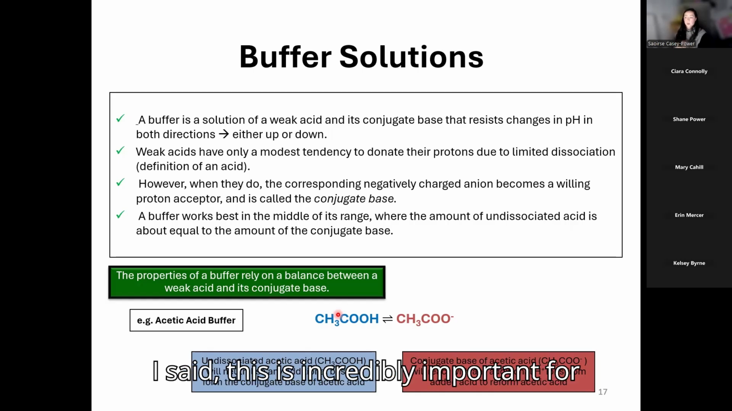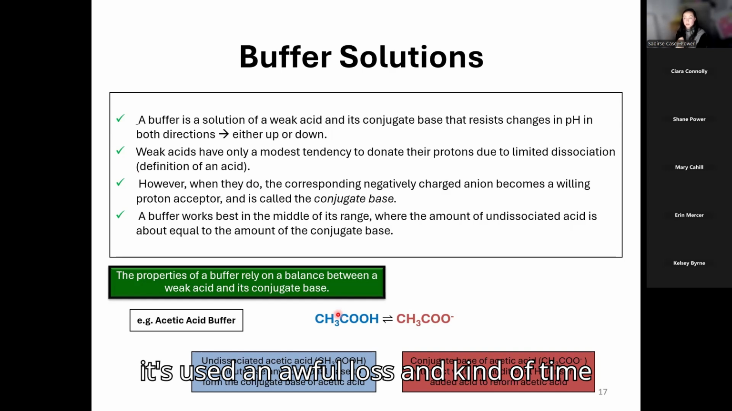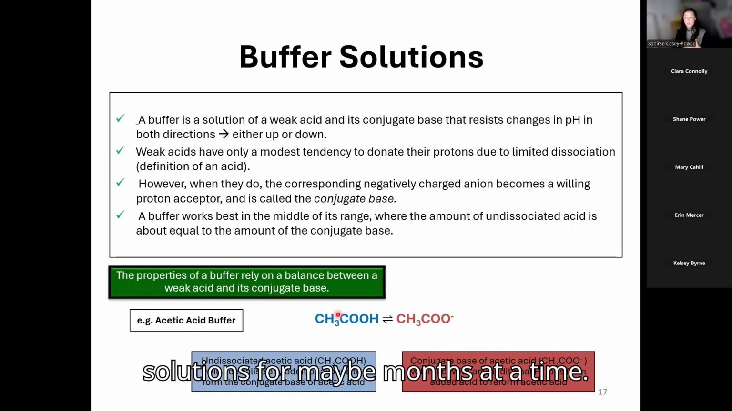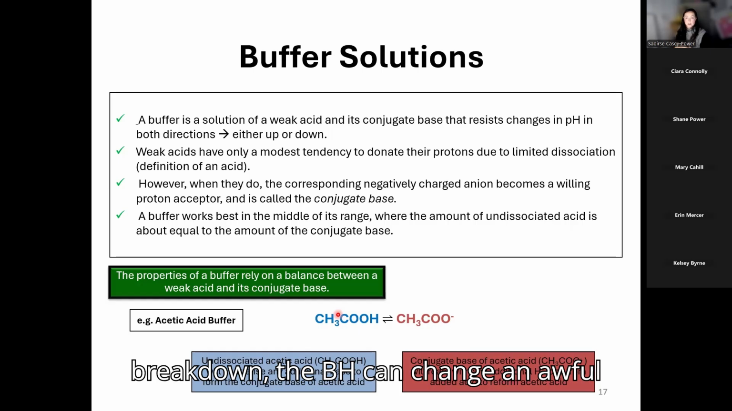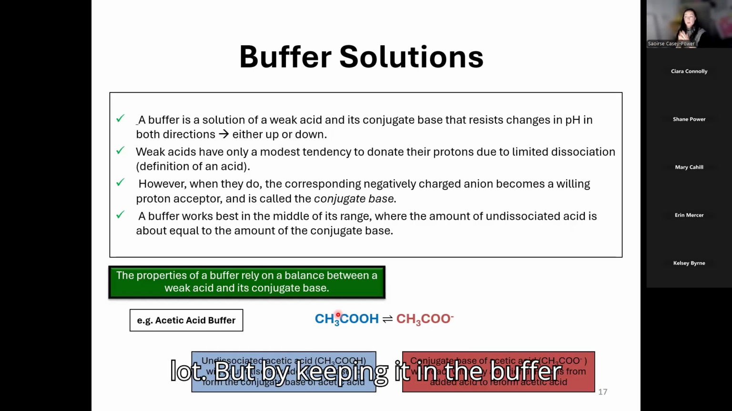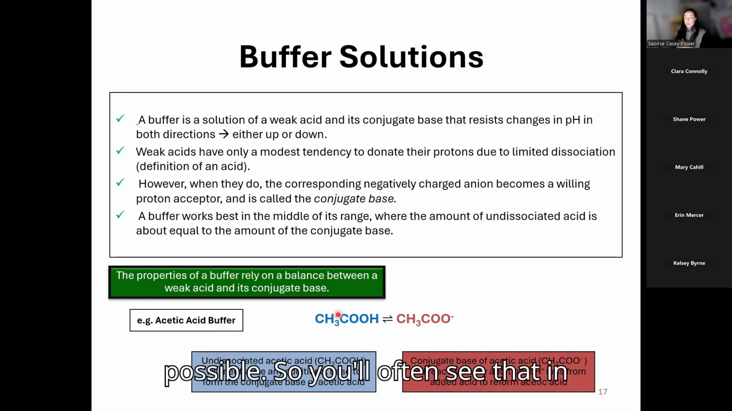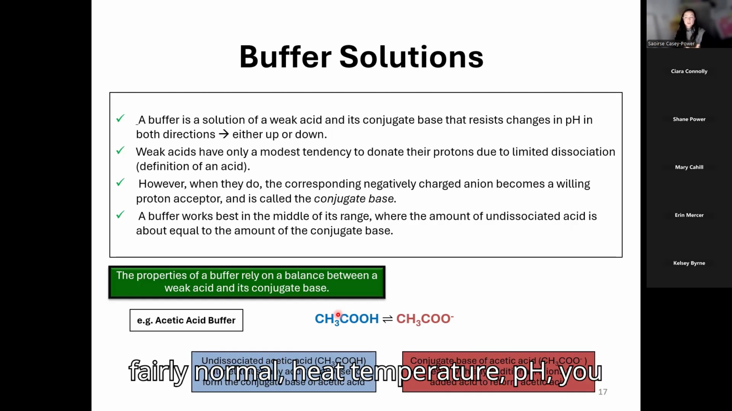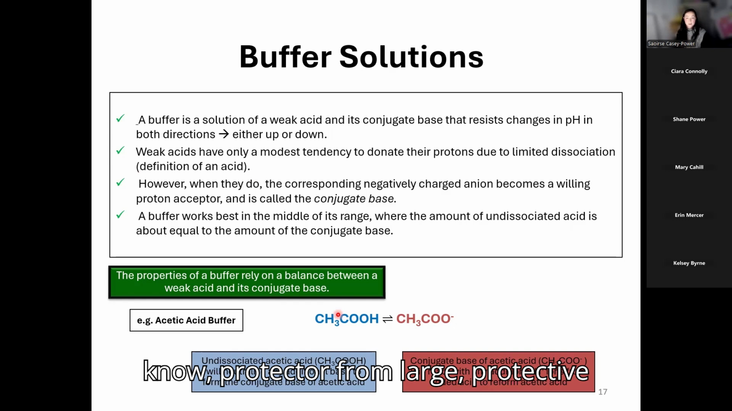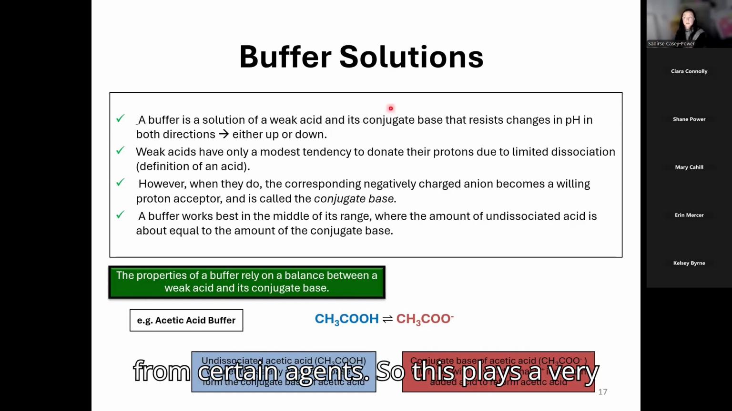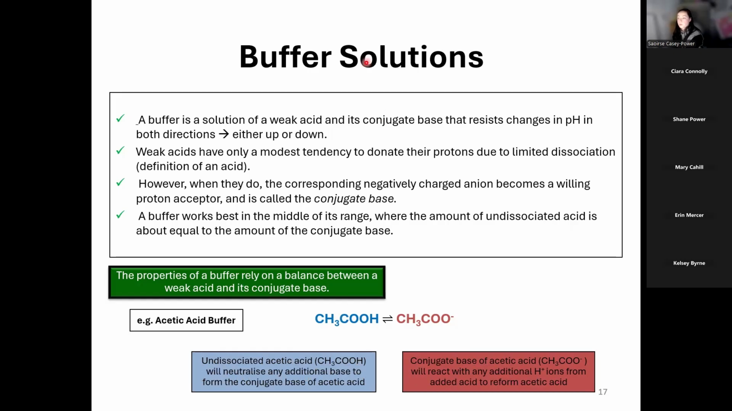And like I said, this is incredibly important, particularly for stability studies. It's used an awful lot for time stability studies where we're keeping solutions for maybe months at a time. Particularly if our product starts to break down, the pH can change an awful lot. But by keeping it in a buffer solution, we resist that change as much as possible. So you'll often see that in the pharmaceutical industry. For stability studies, you normally keep temperature, pH, protected from light, protected from certain agents. So this plays a very big role in that stability study.